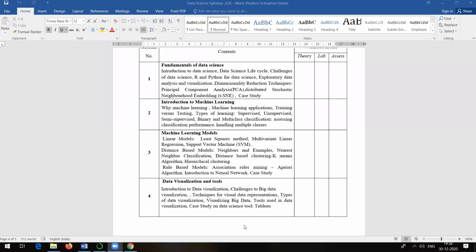Okay. So let's start with the next unit, that is machine learning models, right?